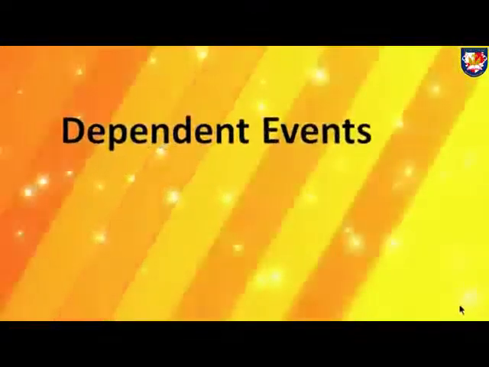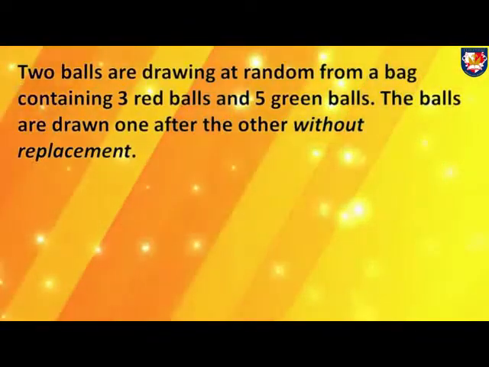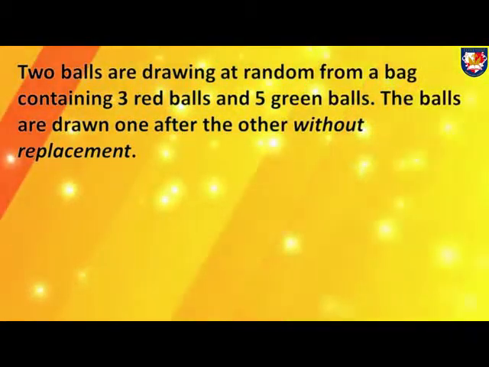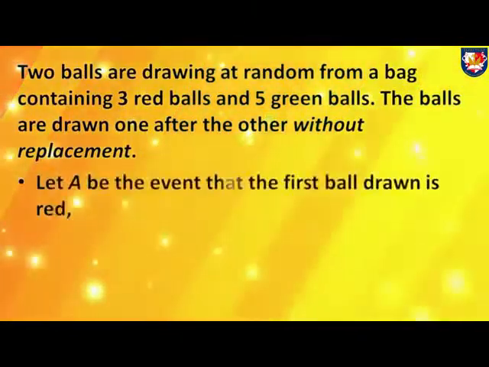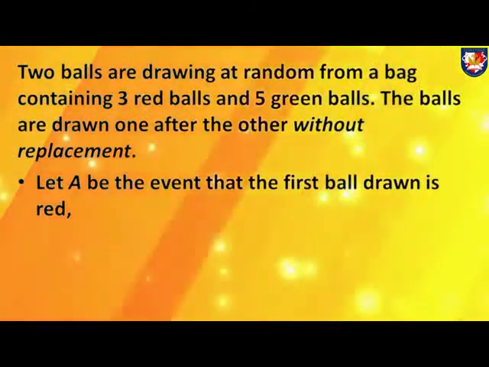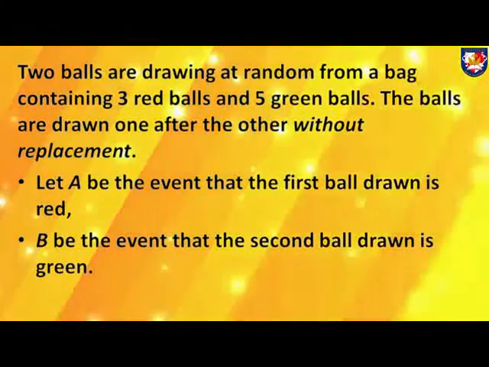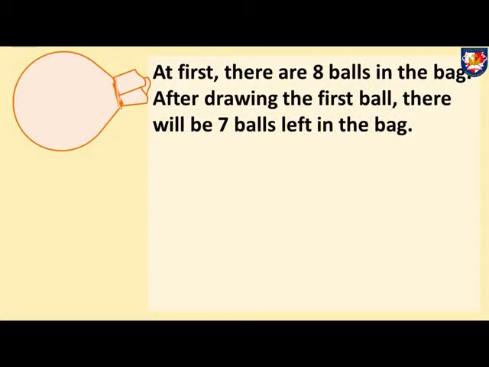To understand exactly what a dependent event is, let's jump to an example. Two balls are drawn at random from a bag containing 3 red balls and 5 green balls. The balls are drawn one after the other without replacement. Let A be the event that the first ball drawn is red, and B be the event that the second ball drawn is green. At first, there are 8 balls in the bag. After drawing the first ball, there will be 7 balls left in the bag, because we will not be returning it.